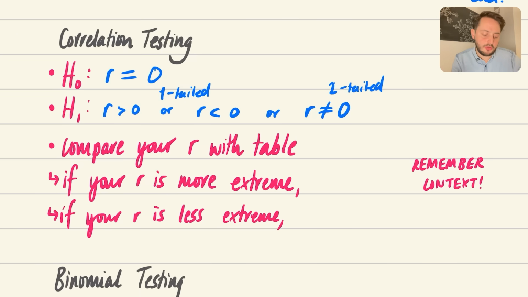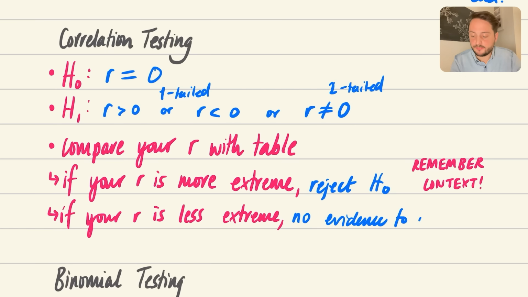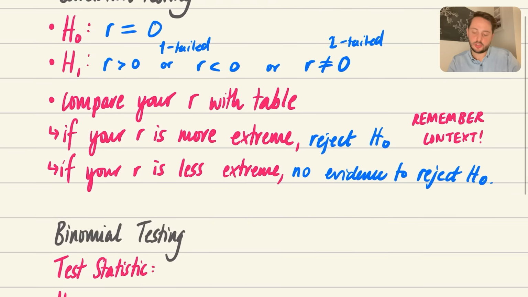What you do here is you compare your value of R with the table. If your R is more extreme then you reject H0. And you need to give that some kind of context and say, therefore there is some kind of correlation and there is a relationship between these variables, and you actually name what the variables are. If your R is less extreme than the value in the table, then there is no evidence to reject H0. That doesn't mean that H0 is definitely true, it just means that there's no evidence to reject it.